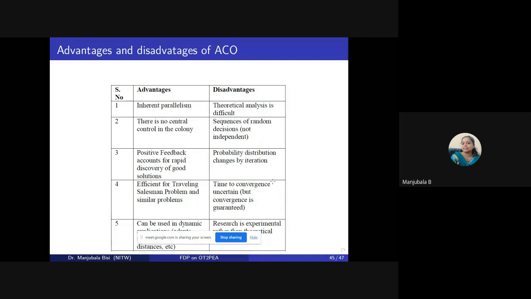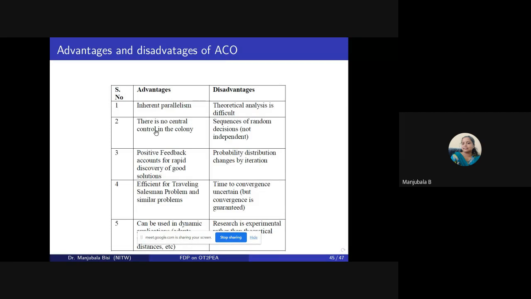There are several advantages and disadvantages of ACO also. Coming to the advantages, there is inherent parallelism, as we have seen, because we are keeping multiple ants and getting multiple solutions. So there is no central control in the colony, because in the variations of ACO we have seen, every ant gets a chance to update the pheromone. So there is no central control. If you use the right global updating rule, there is central control.